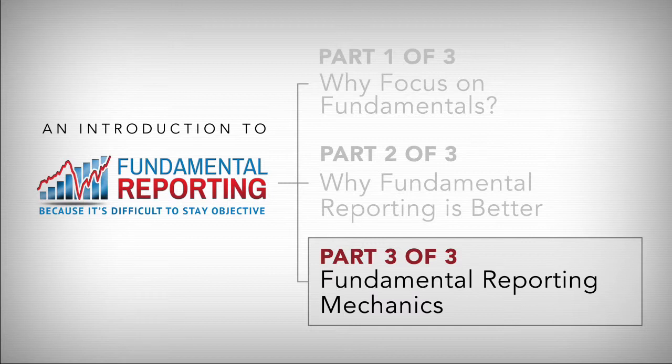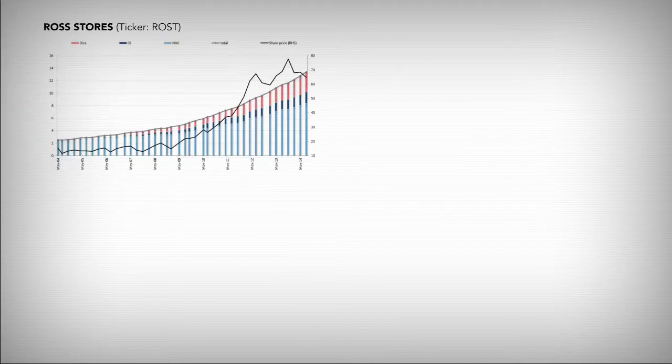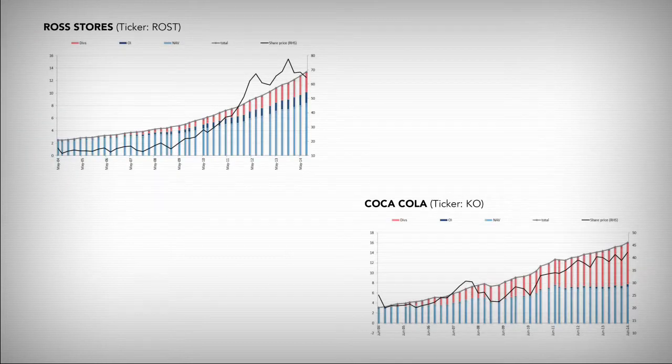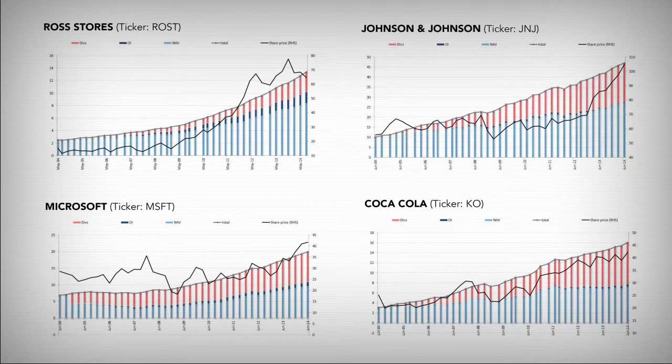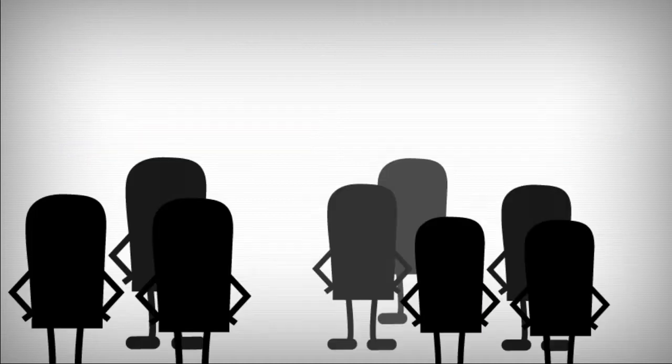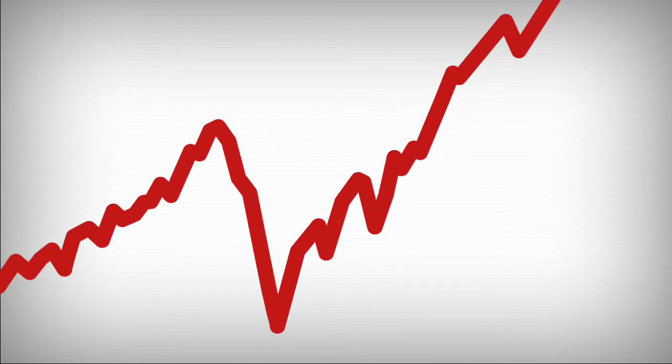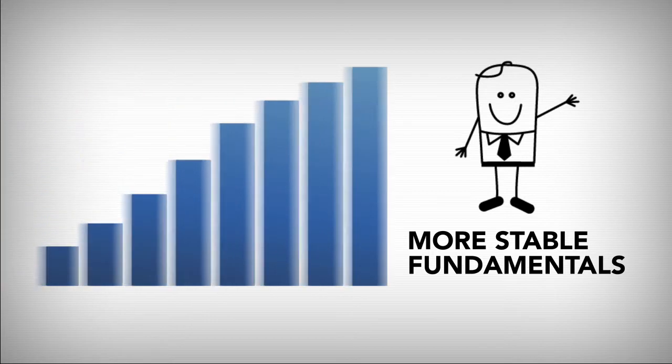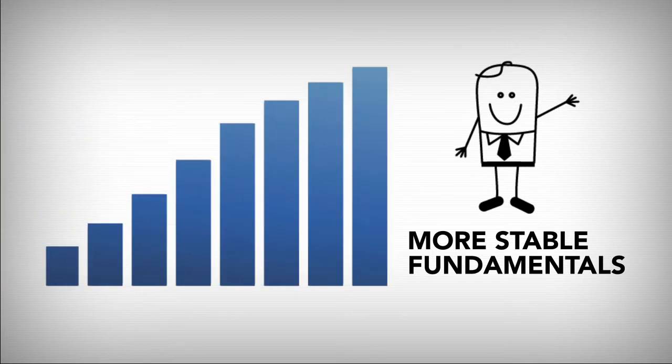If you've watched Parts 1 and 2, you now understand the importance of focusing on fundamentals, and that reported figures like earnings do not tell the whole story. In this video, Part 3, we explain the mechanics behind fundamental reporting and how it comprehensively summarizes the fundamental performance of your equity portfolios. We also explain how you can use the fundamental reporting tool to generate your own professional-looking reports. In particular, we believe these reports will help you retain and acquire more clients by providing them with the peace of mind that comes with being able to look past market volatility and directly monitor the more stable fundamentals.